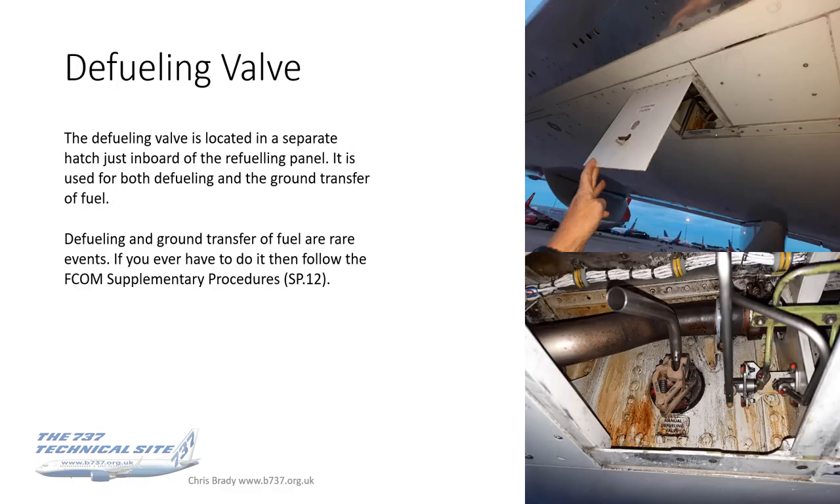The defueling valve, again, this is something you really don't want to get involved in if you can avoid it. But if you ever do have to either defuel or ground transfer fuel, then my advice to you, if you can't get an engineer to do it for you, is to follow the FCOM supplementary procedures to the letter. It's all in there if you ever need to do it. First thing you've got to do is find the defueling valve, and it's in a hatch which is just inboard of the regular refueling panel. It's used for both defueling and ground transfer of fuel.